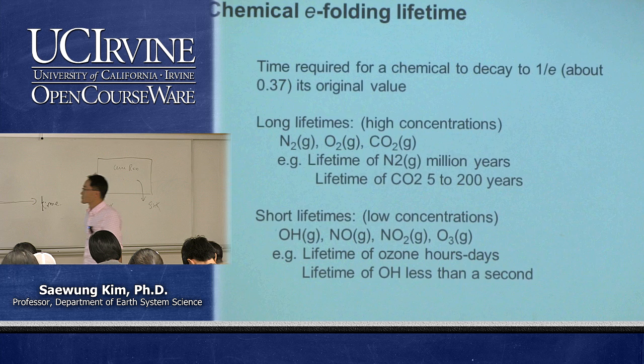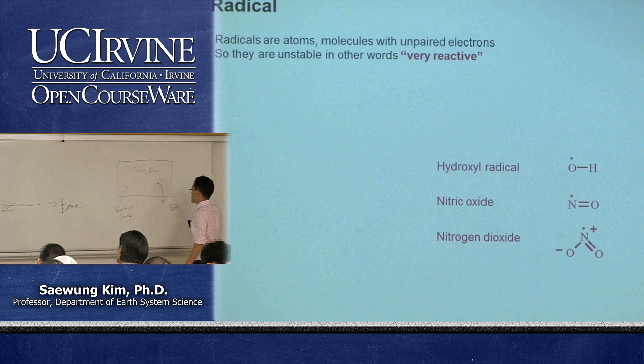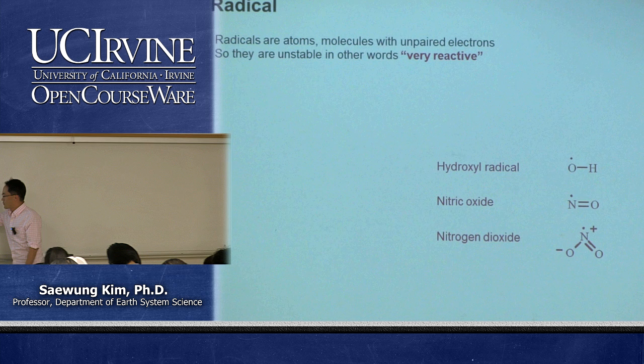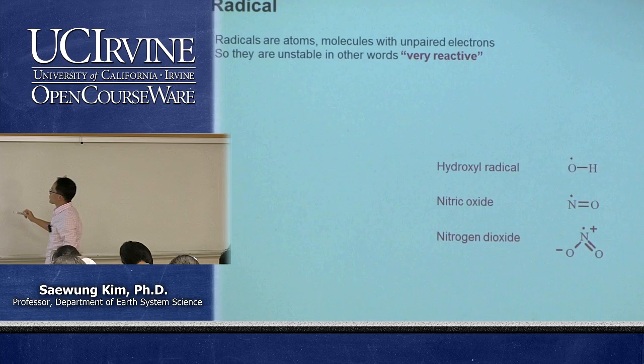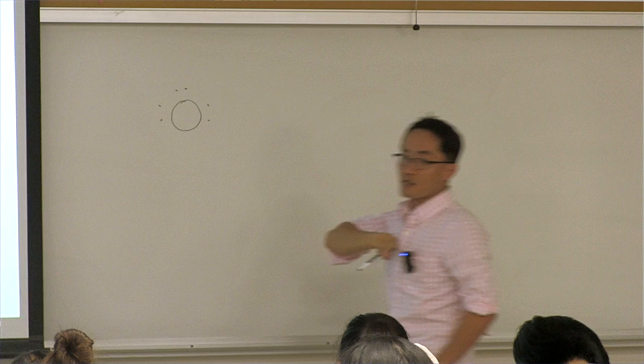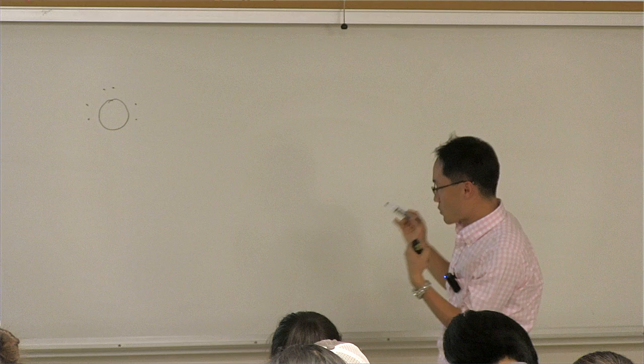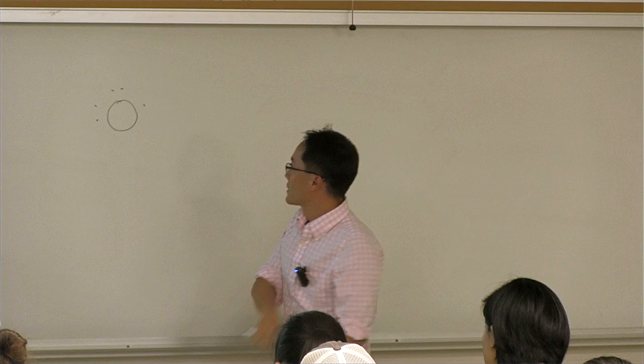So radical. Ooh, it's actually sliding. So you can basically think of a radical as a very reactive species. The chemical background of why they are very reactive is that, for example, the hydroxyl radical has a 6 electron outer shell, but you don't need to know about the chemical background of this radical. If you are a chemically inclined person, this is why they are very reactive.